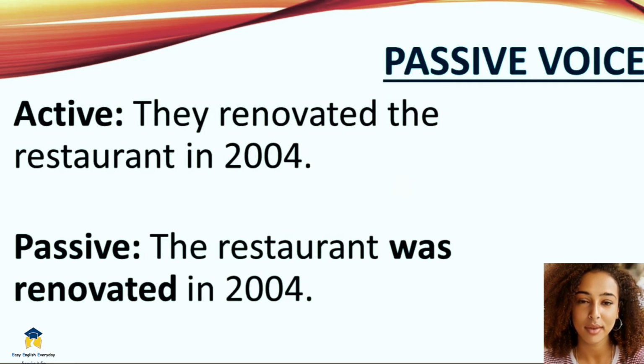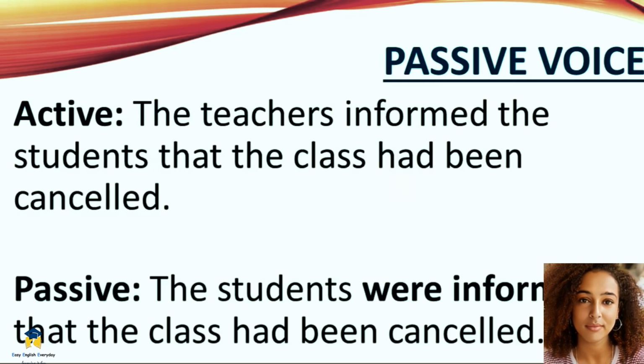Active. They renovated the restaurant in 2004. Passive. The restaurant was renovated in 2004. Active. The teachers informed the students that the class had been canceled. Passive. The students were informed that the class had been canceled.